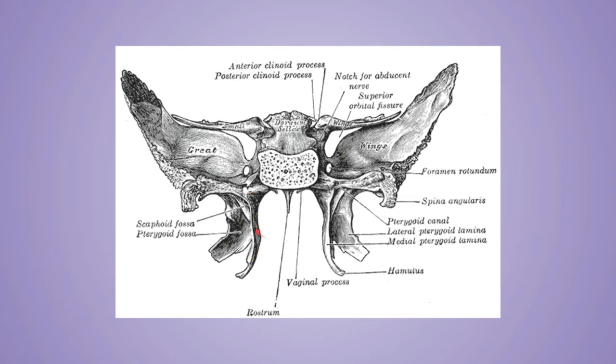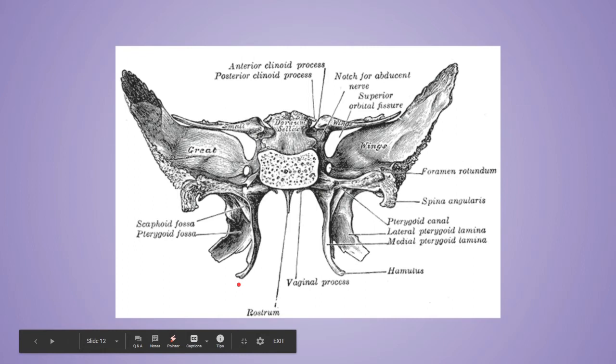Now the medial pterygoid plate is directed backwards. It has a medial and a lateral surface and a free posterior border. Why? Because anteriorly these both are fused, but posteriorly these both are divided by one triangular fossa known as the pterygoid fossa. So it has a free border at the back side.